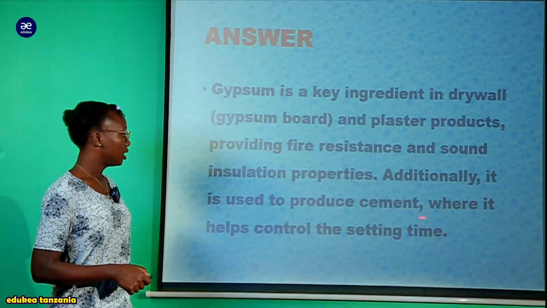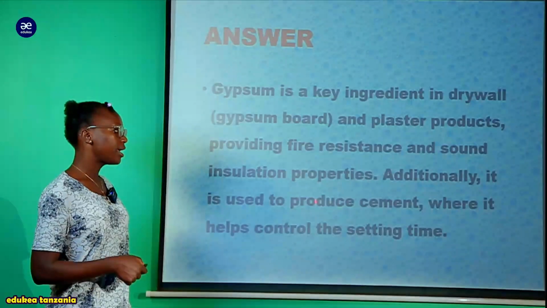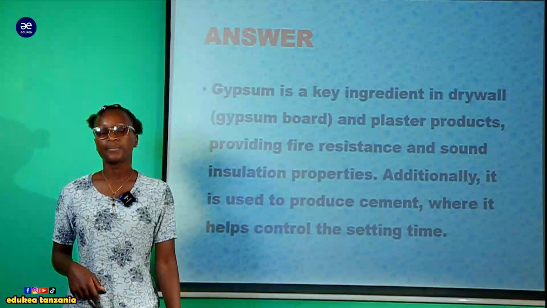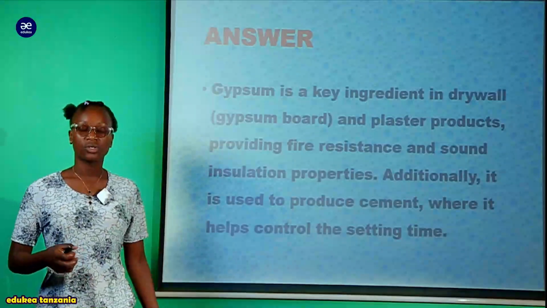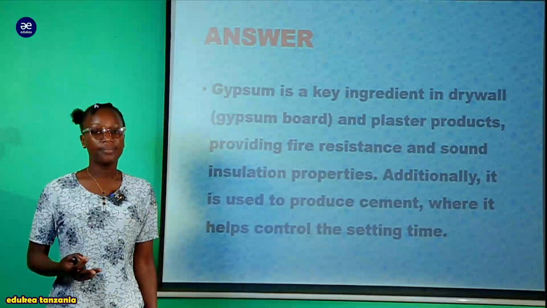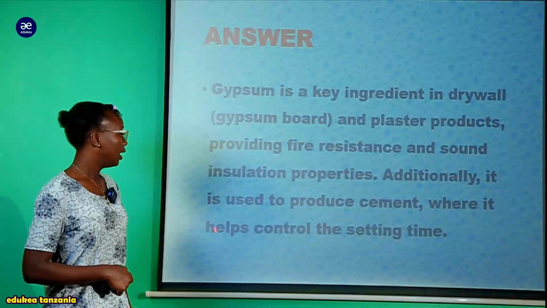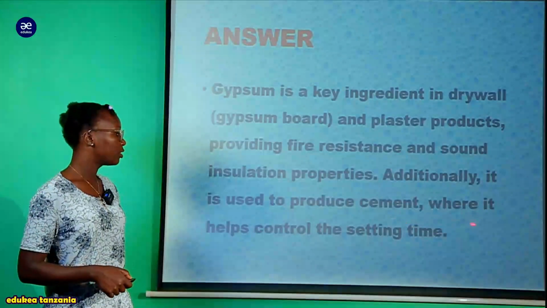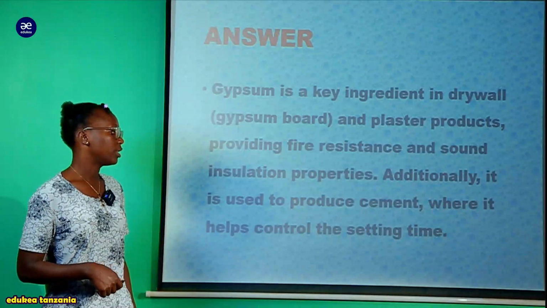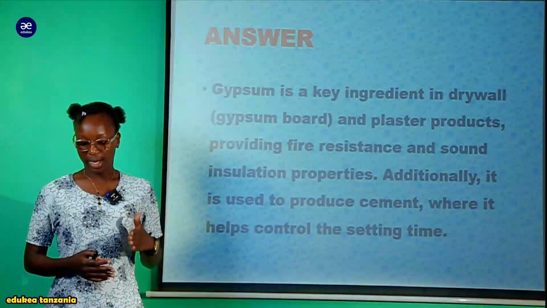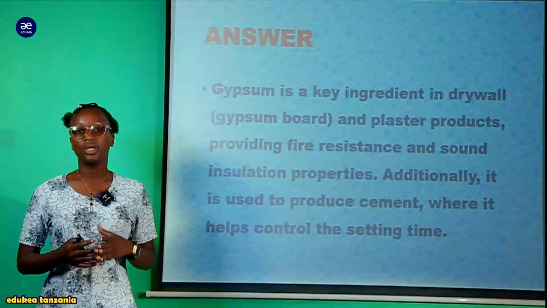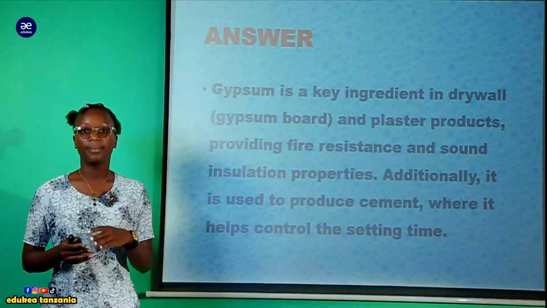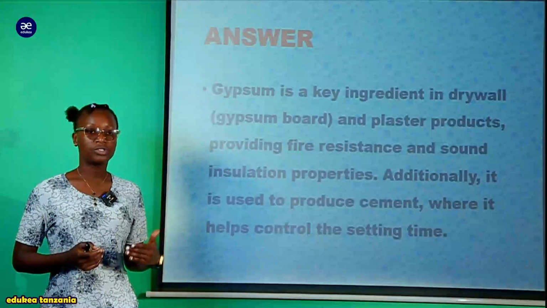So additional, it is used to produce the cement where it is help control the setting time. Kwamba hizo metal sulfate pia sometimes their compounds are useful to produce the cement, and the cement we know that it is help to control the setting of the different construction areas. So that is all about in construction material or in issue of construction.